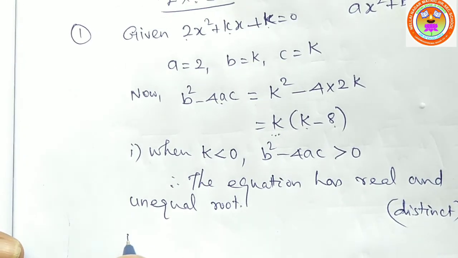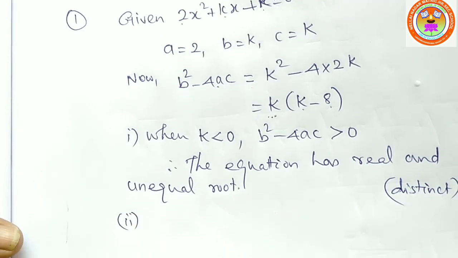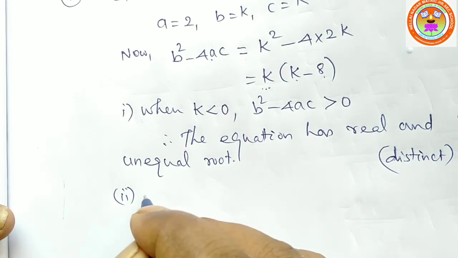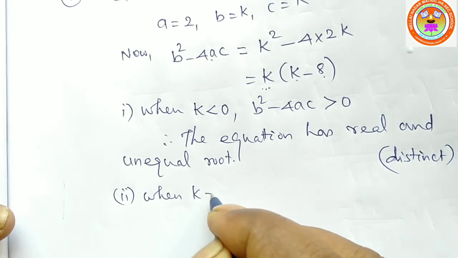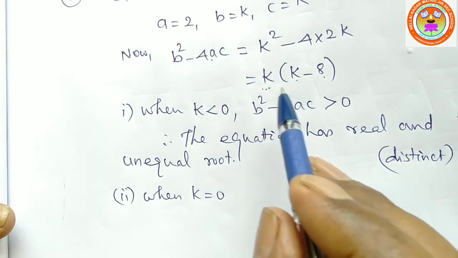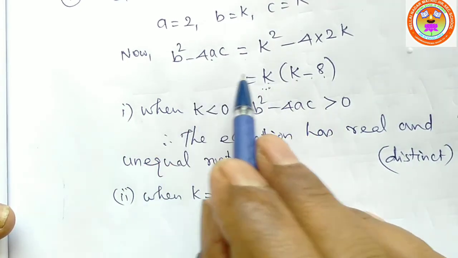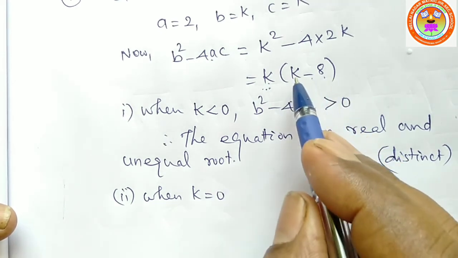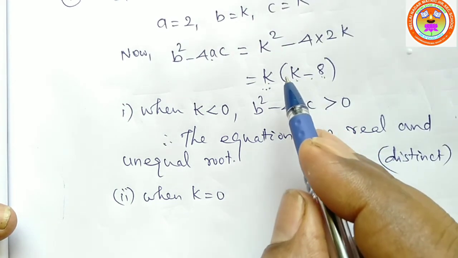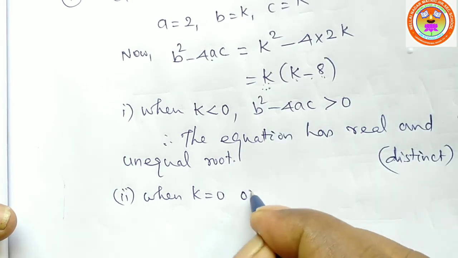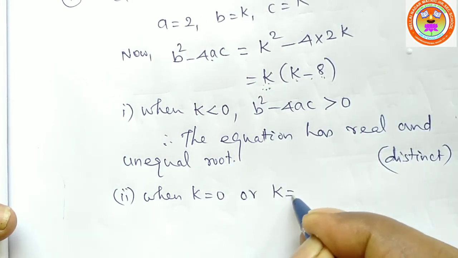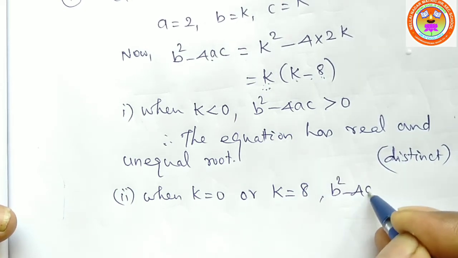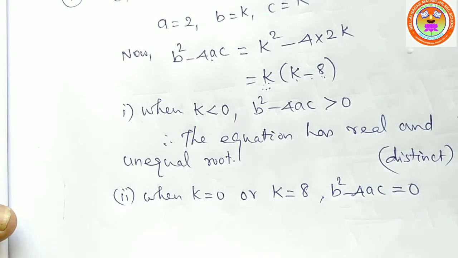Now come to the second case. Suppose k is equal to 0, what will happen to this term? 0 into number, so the total is 0. Or suppose k is equal to 8, 8 minus 8 is 0, 0 into number is 0. So either k is equal to 0 or k is equal to 8, b square minus 4ac is equal to 0.